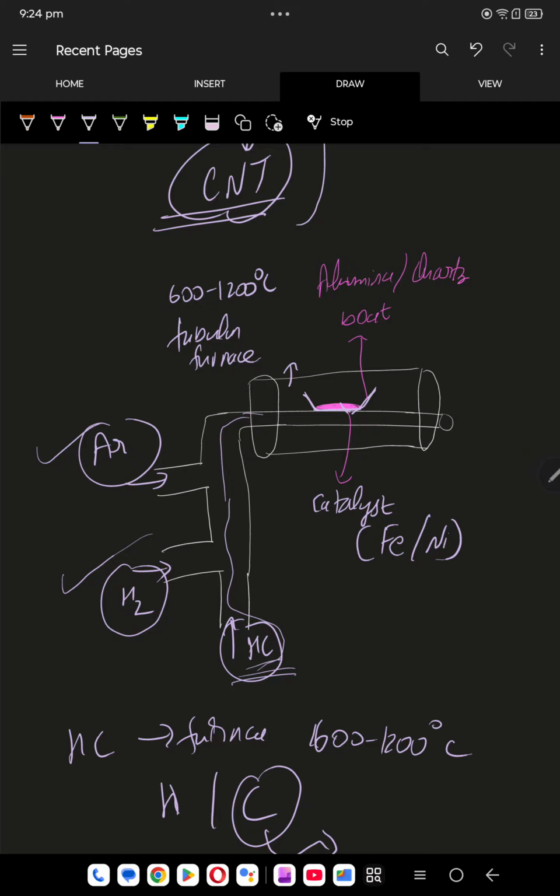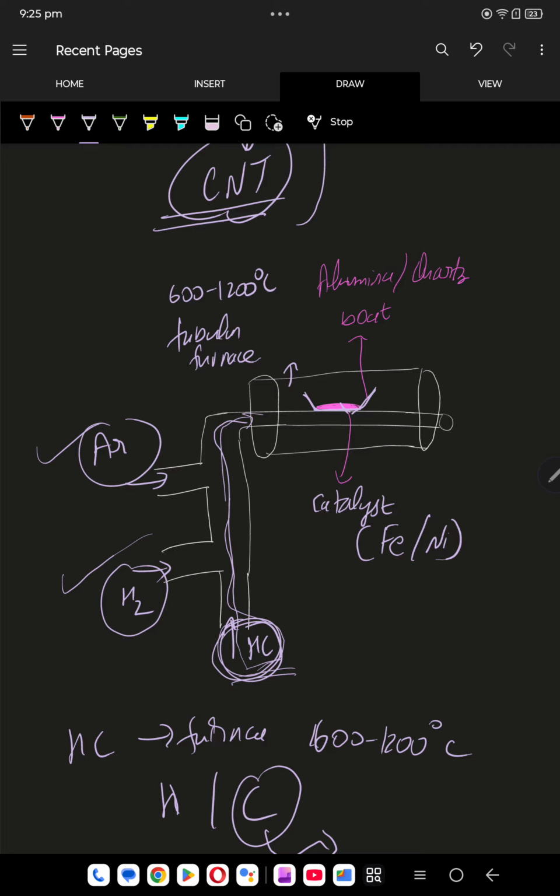That is one thing. Now, I'll just quickly sum up. We have taken a hydrocarbon. The hydrocarbon is going to go to the furnace at 600 to 1200 degrees Celsius. That's going to break apart. The carbon part is going to go to the catalyst. The boat is made of alumina or quartz. The catalyst is made of iron or nickel. The carbon part, after it breaks down, is going to go to the catalyst. There it's going to dissolve, and then small carbon nanotubes are going to be formed. After cooling, you can collect the carbon nanotubes.